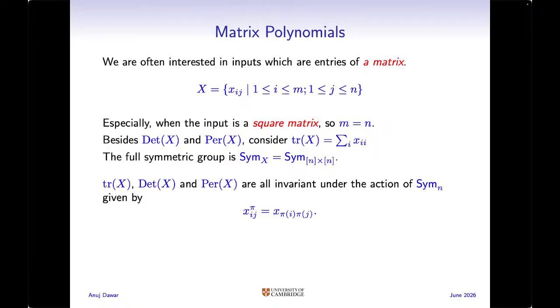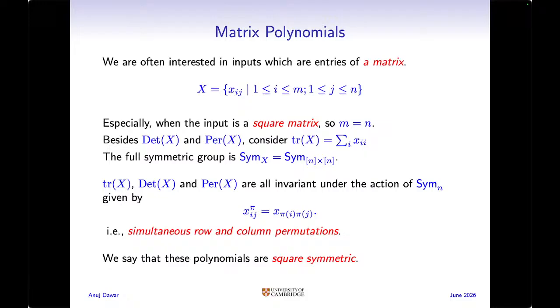But what can we say? Well, look at the action of Sym n, just Sym n, given by taking the variable xij to x pi(i) pi(j). Okay, so pi takes it. In other words, apply permutation pi to the rows and the same permutation pi to the columns. And actually all 3 of these polynomials, the determinant, the permanent, and the trace, are invariant under this action. Okay. So call that simultaneous row and column permutations. For brevity, I will call this square symmetric. The square symmetric action. I'll say these polynomials are square symmetric, and we'll talk about square symmetric circuits as well in a minute.